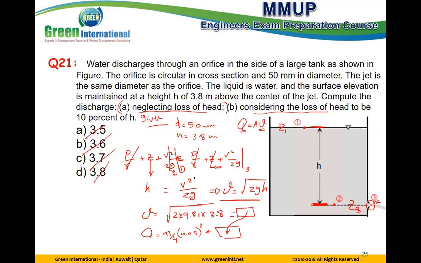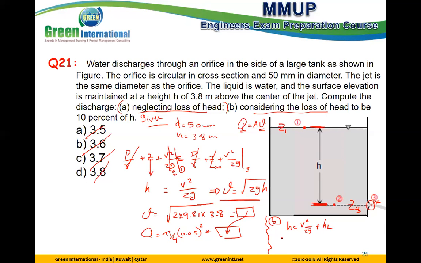If you need to calculate the second stage, considering the losses of head to be 10% of H, we just need to add here the H losses. The same equation: at the end, H will be equal to V square over 2G, but plus H losses.